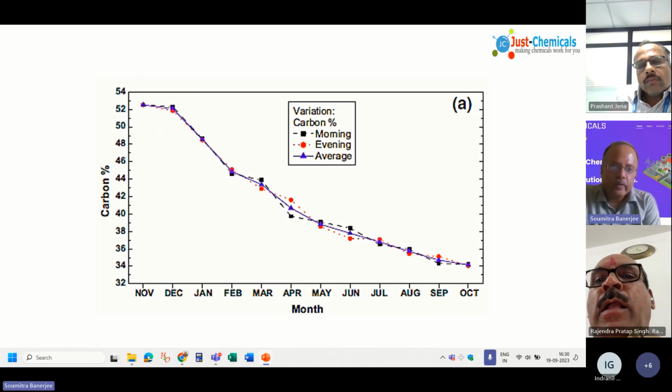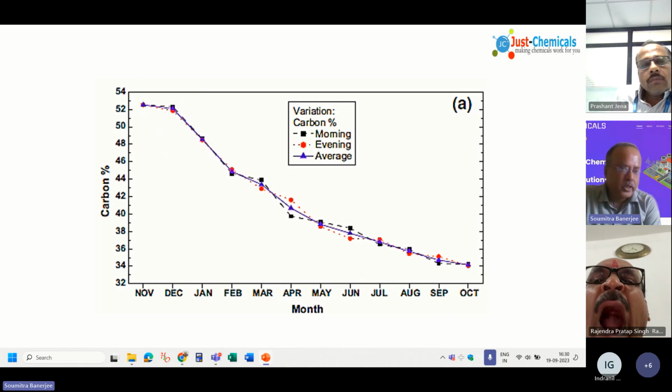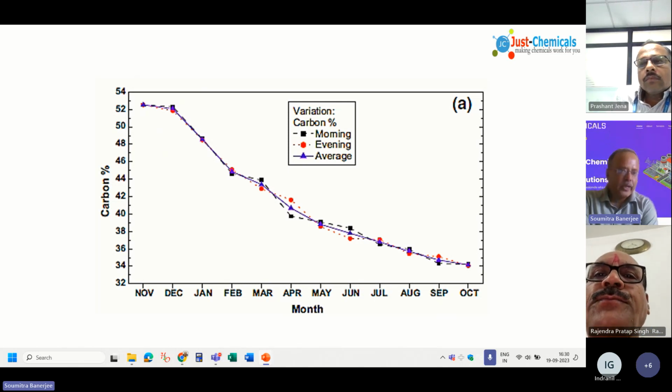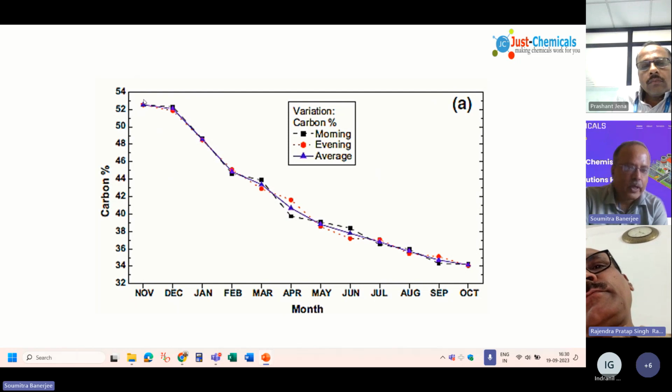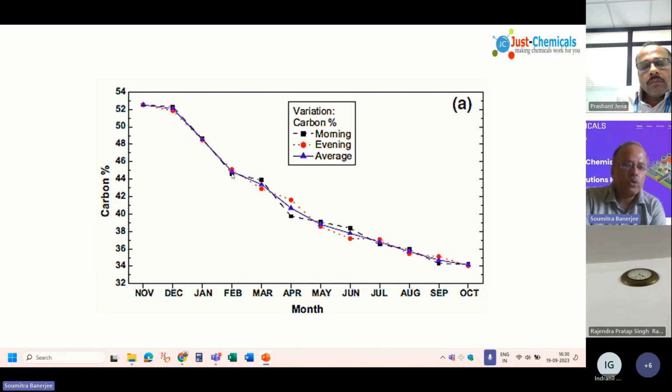So you see that the first month was critical, as Indranil has told, that after 21 days you will see the deterioration quite fast, and you see the steepness after December. November we kept, and December started deteriorating. The steepness was quite high. So you lost so much of carbon.